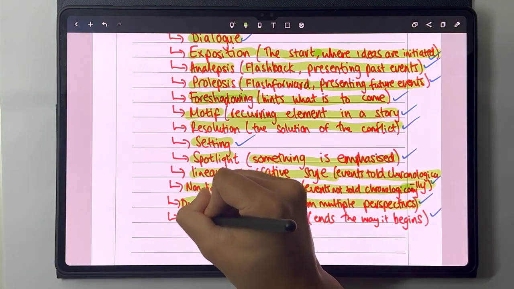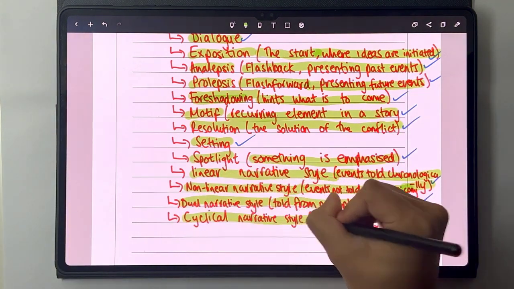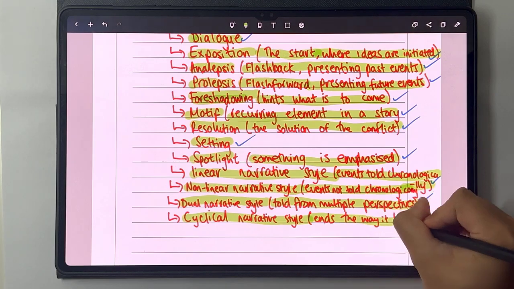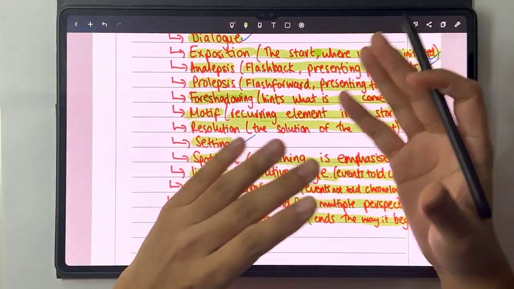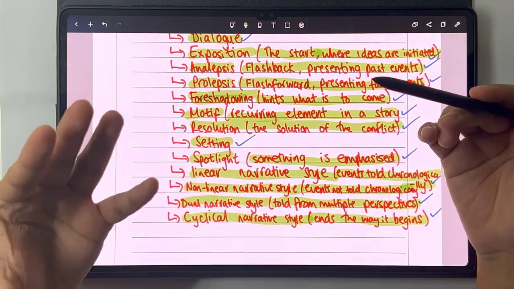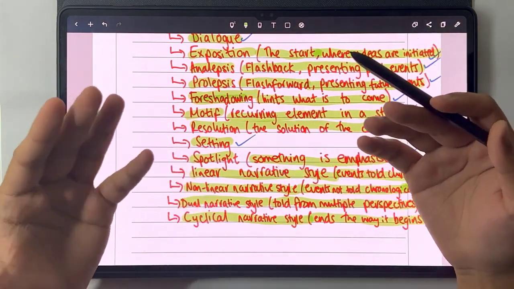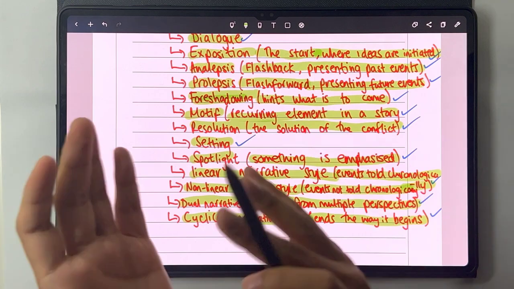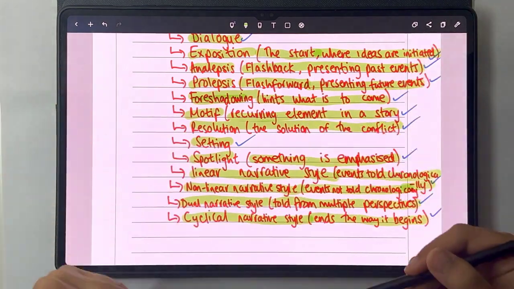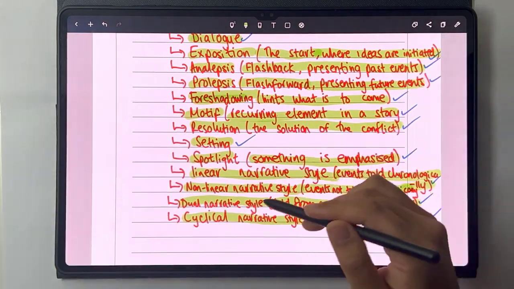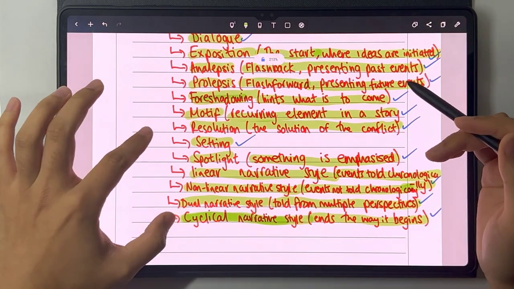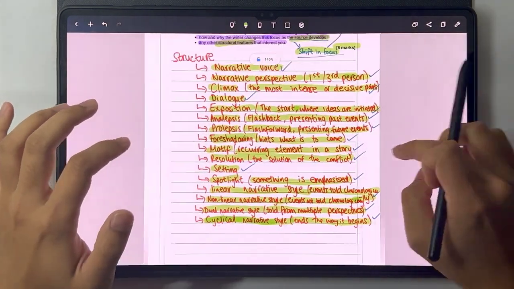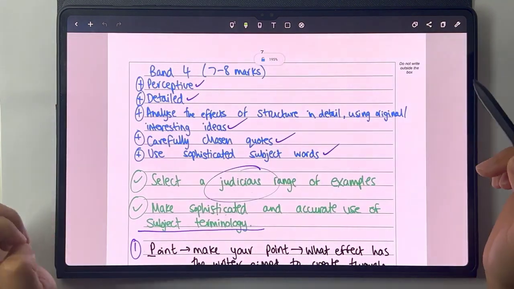And finally, we have a cyclical narrative style. This is where it ends the way it begins. So how the text begins is the way the text ends. For example, if they start the extract in the middle of a forest, and they end the extract in the middle of a forest, that also is an example of cyclical narrative style. So these are all some structural features that you need to be aware of when answering the question.